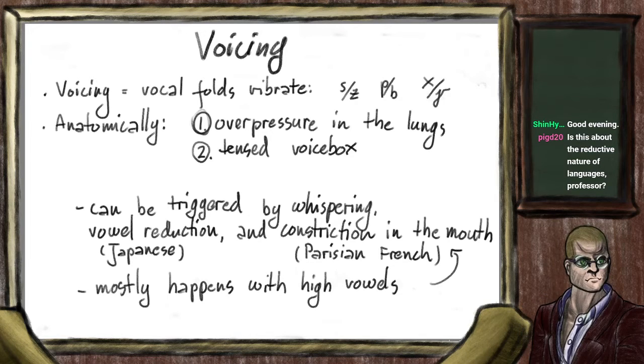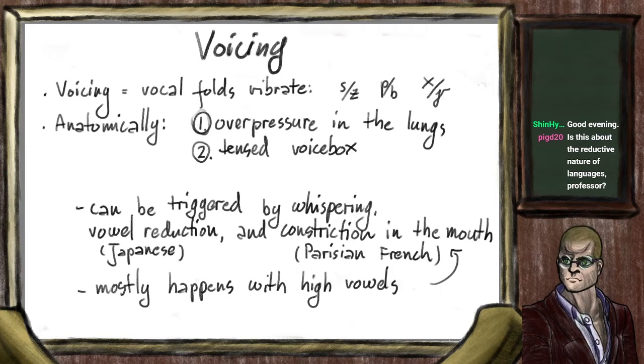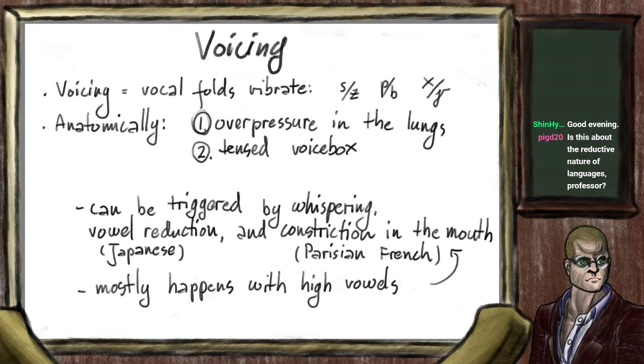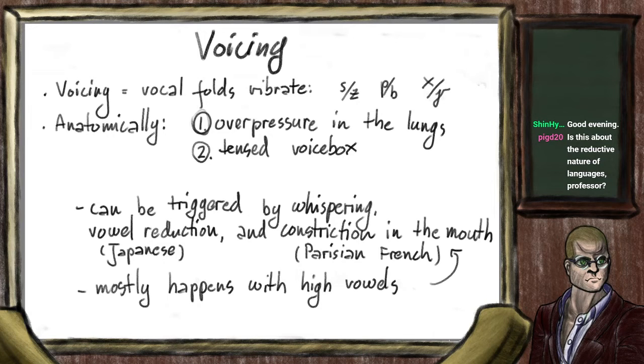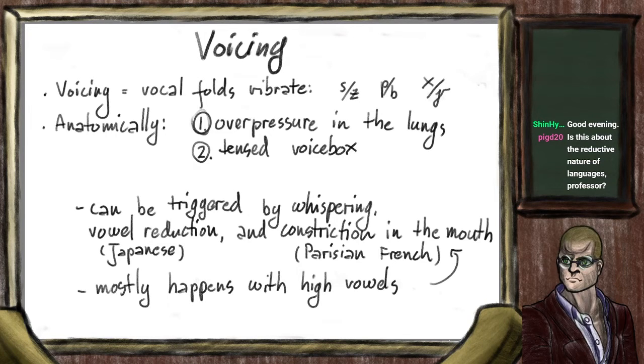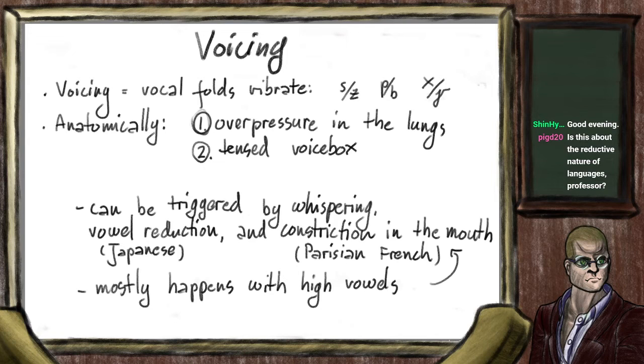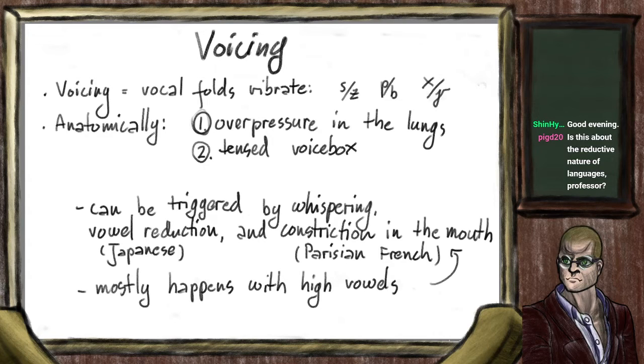There are two things that must happen for voicing to occur anatomically. One is that you have more pressure in your lungs than in your mouth. This is usually very easy because you talk by pushing air from your lungs into your mouth. So you practically have to have an overpressure in the lungs. And the other one is that your voice box must be tensed.